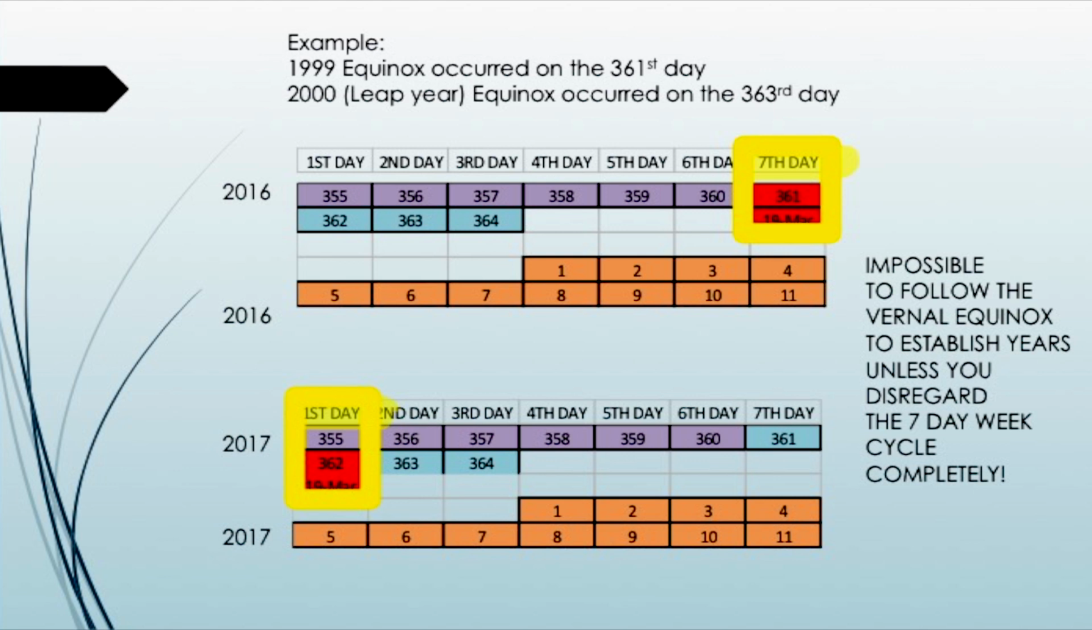It is impossible to follow the vernal equinox to establish years unless you disregard the 7-day weekly cycle completely. In 2017, the equinox fell on March 20, on the first day of the week, and that's actually day 362. So on the top diagram, it's day 361. The bottom diagram, it lands on day 362, 363, 364, and here you have your fourth day.